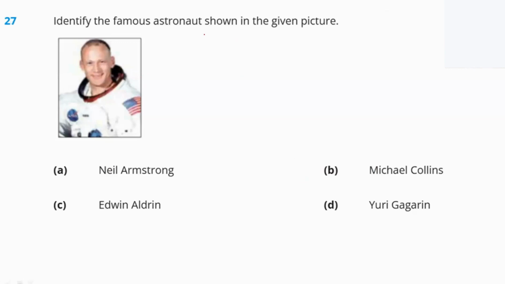Next, identify the famous astronaut shown in the given picture. So is it Neil Armstrong, Michael Collins, Edwin Aldrin, or Yuri Gagarin? This person is actually Edwin Aldrin. So option number C is our right answer.